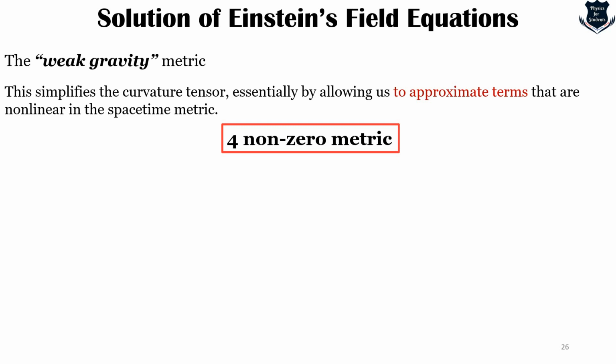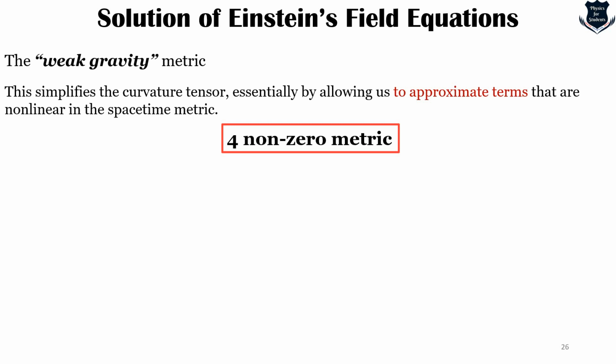So when we reduce the Einstein field equation to weak gravity, it comes to something similar to the metric of special relativity. This simplifies the curvature tensor essentially by allowing us to approximate terms that are nonlinear in the space-time metric as small enough that their influence can be neglected. That means we are just neglecting certain terms.